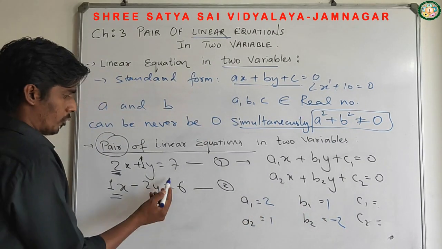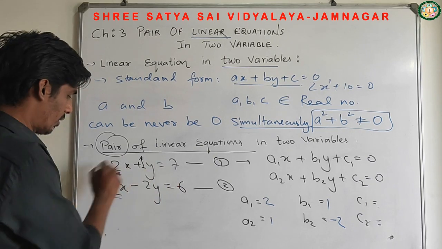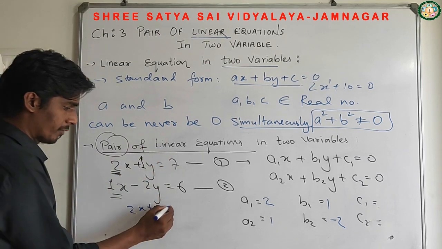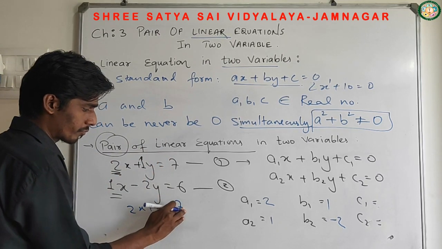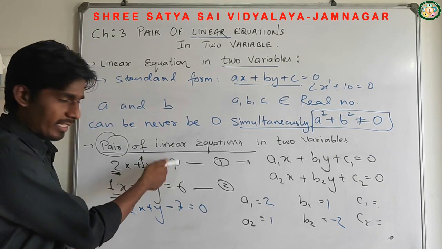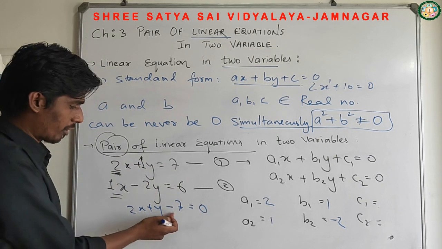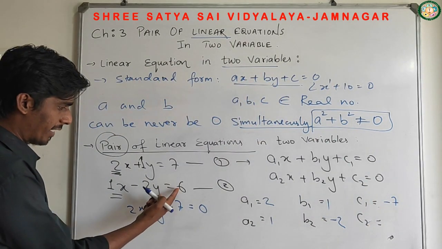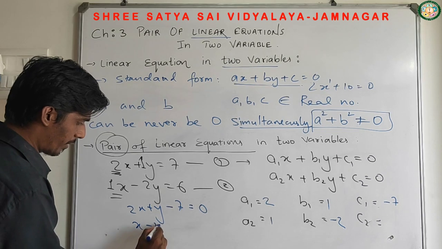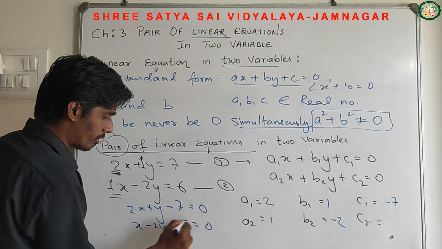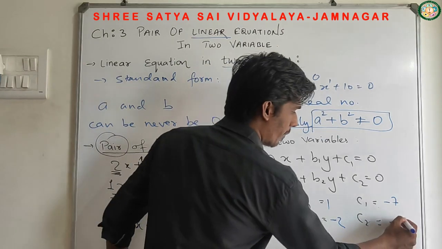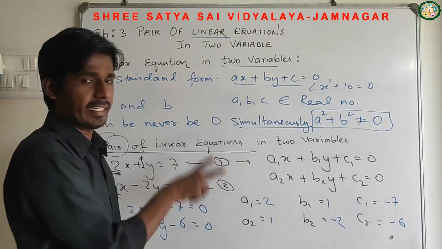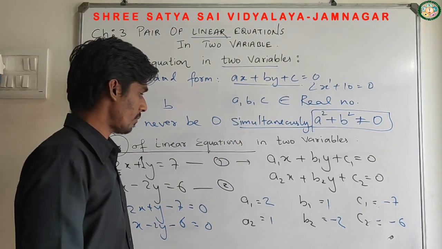Now if I convert this into standard form, what will its standard form be? 2x plus y, I have to take the 7 inside. If I take the 7 inside the equation, to the left hand side, it becomes minus. So c1 is minus 7. Similarly, if I take this 6 inside the equation, x minus 2y minus 6 equals 0. So c2 is minus 6. So this is the way I got the coefficients of a linear equation in two variables.